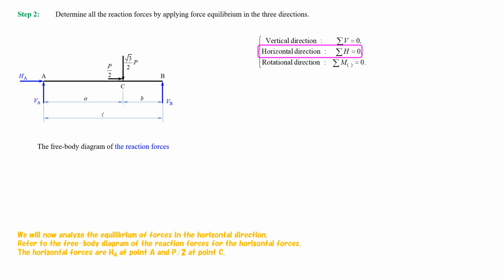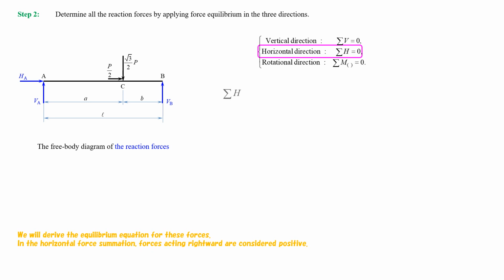Refer to the free body diagram of the reaction forces for the horizontal forces. The horizontal forces are HA at point A and 1/2 of P at point C. We will derive the equilibrium equation for these forces. In the horizontal force summation, forces acting rightward are considered positive.